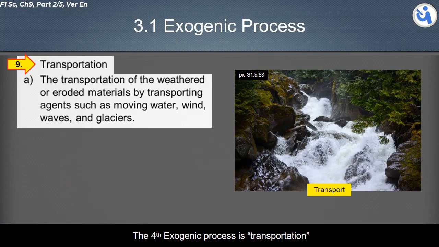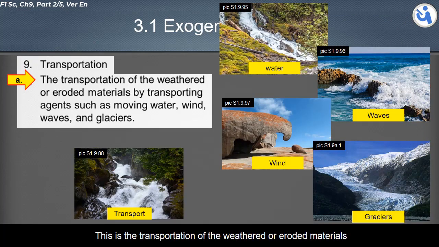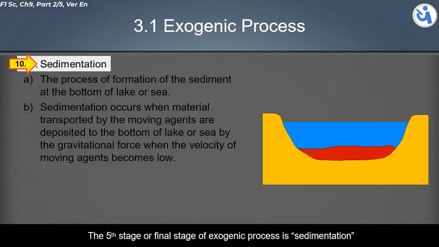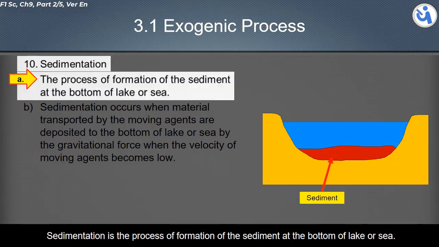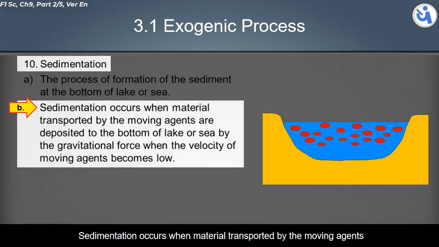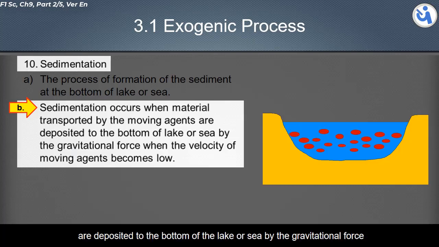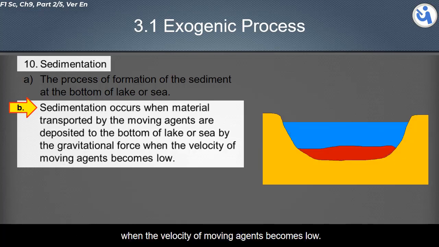The fourth exogenic process is transportation. This is the transportation of the weathered or eroded materials by transporting agents, such as moving water, wind, waves, and glaciers. The fifth, or final, stage of the exogenic process is sedimentation. Sedimentation is the process of formation of sediment at the bottom of a lake or sea. It occurs when materials transported by agents are deposited at the bottom of the lake or sea by gravitational force, when the velocity of the moving agents becomes low.